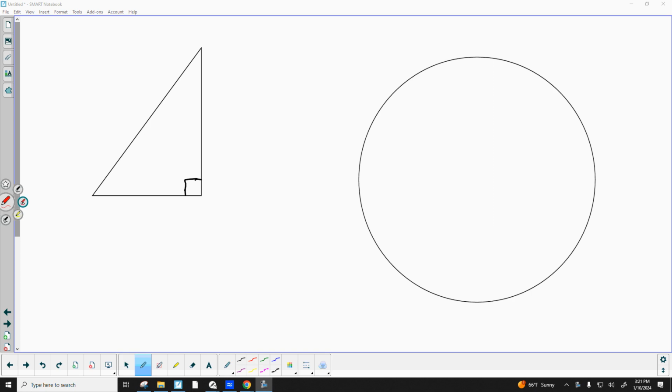How many degrees are in a triangle? Cool. How many degrees are in a circle? All right, cool. Good start. Show me with your hands, like this or something like that. You can use your arms.